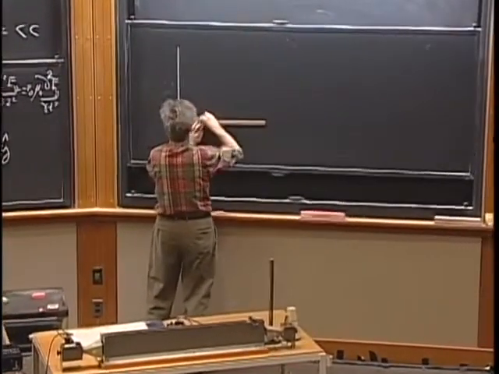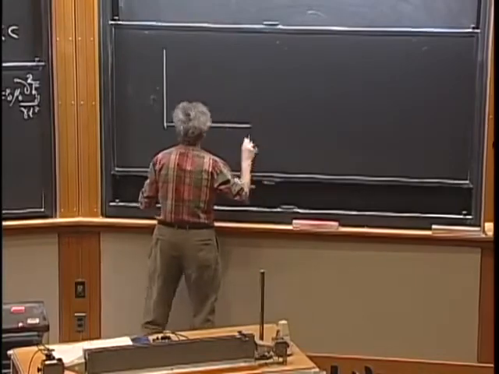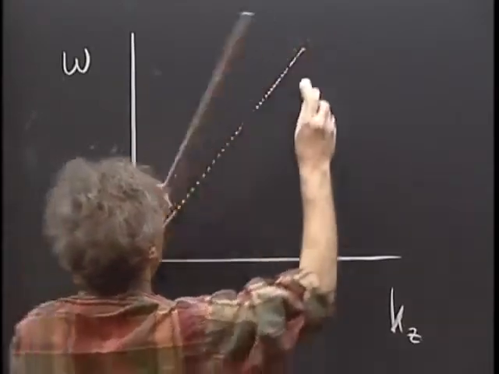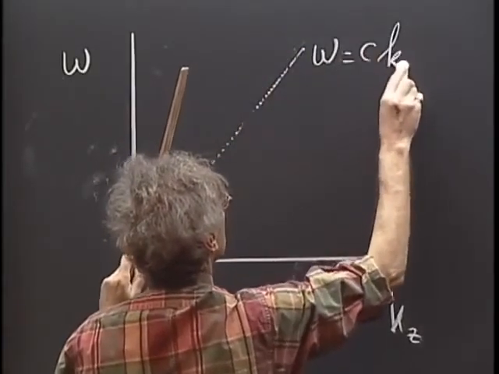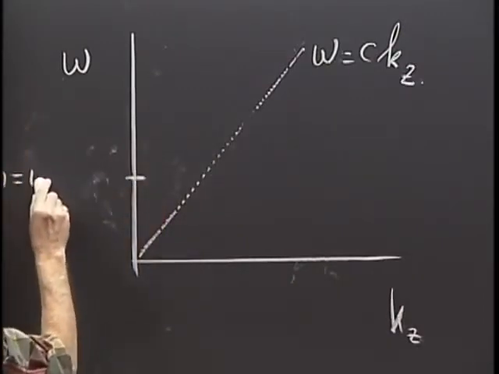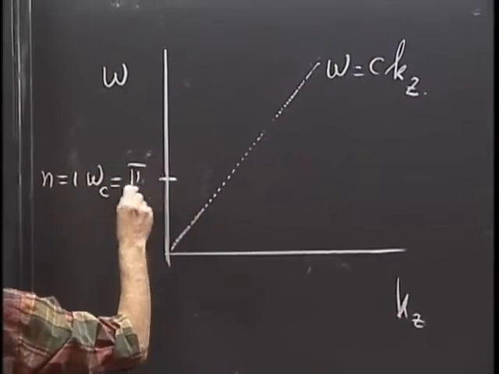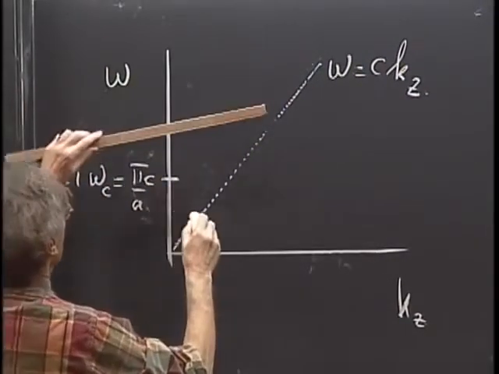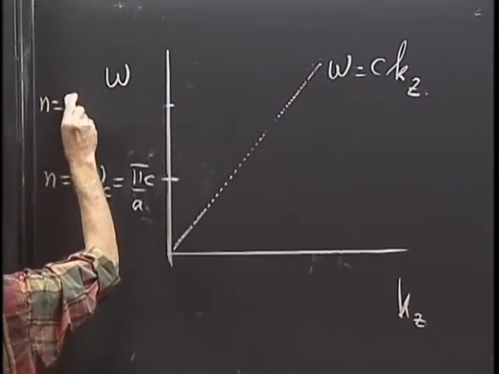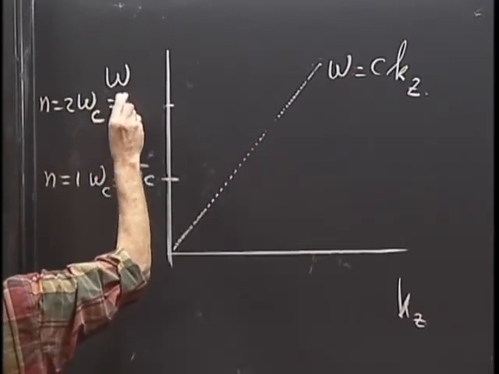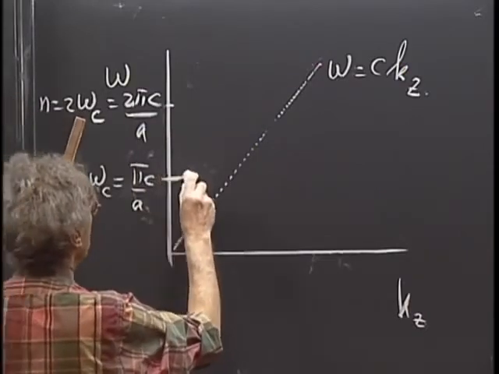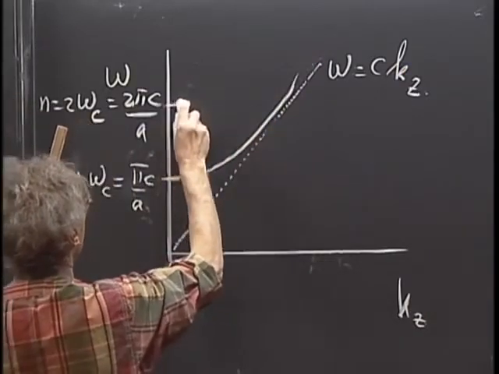Otherwise, it becomes too confusing, too many lines. kz, omega. And here is your non-dispersion line. Omega is c times k. And here now is your n equals 1. Omega c equals pi divided by a times c. And here, exactly twice as high, is n equals 2, whereby omega c is 2 pi times c divided by a. And so I have one line here, and I have another line here.